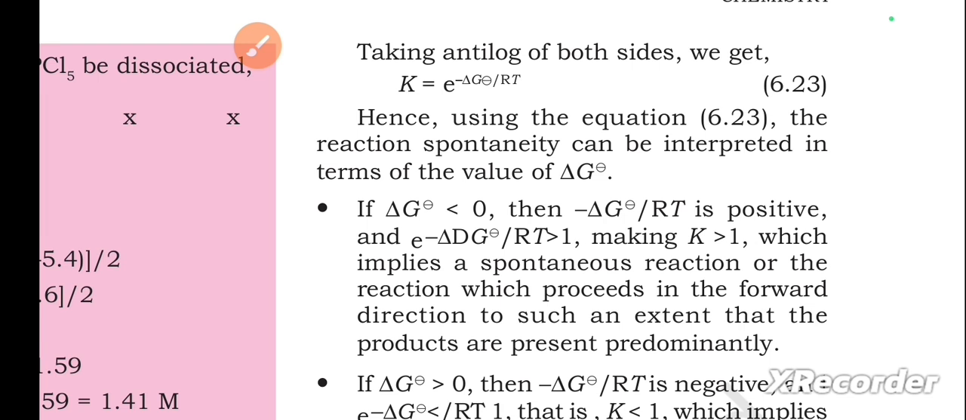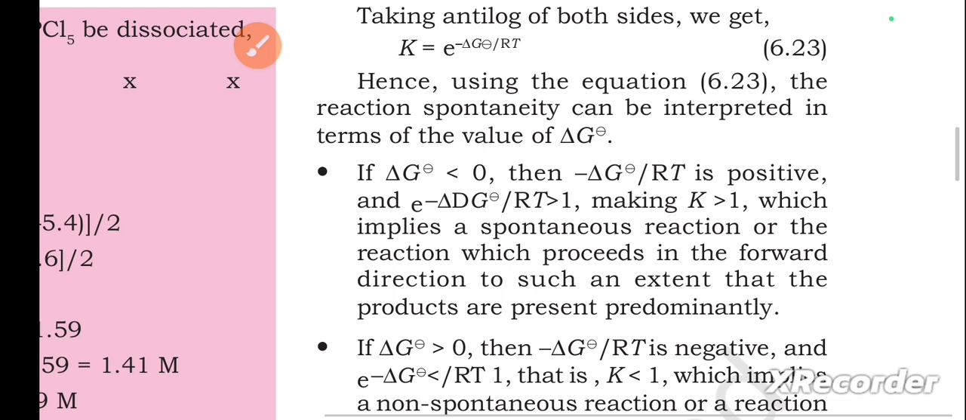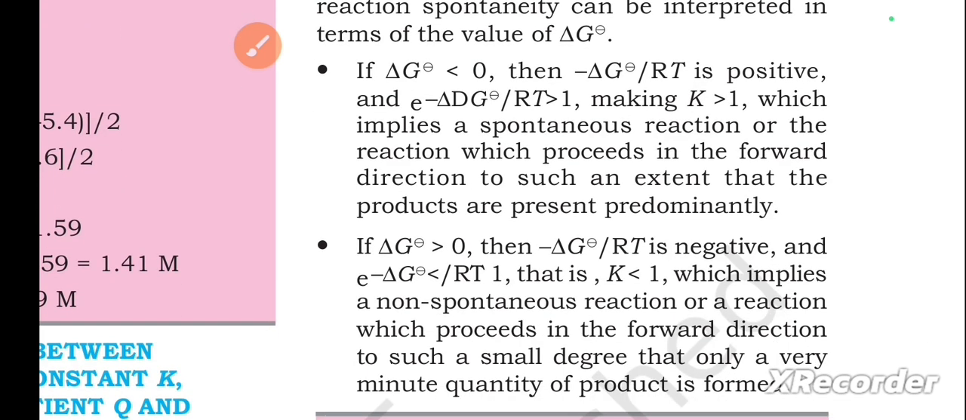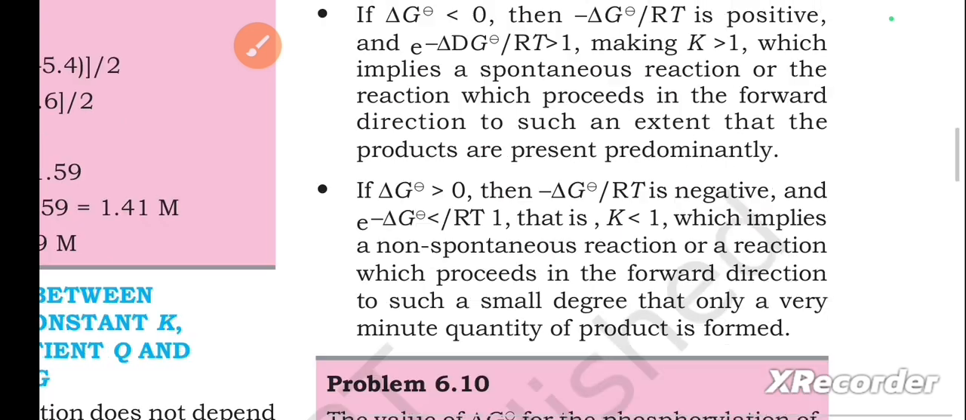Hence, using equation 6.23, the reaction spontaneity can be interpreted in terms of the value of delta G. If delta G is less than 0, then minus delta G by RT is positive and e to the power minus delta G by RT is greater than 1, making K greater than 1, which implies a spontaneous reaction or a reaction which proceeds in the forward direction to such an extent that the products are present predominantly.